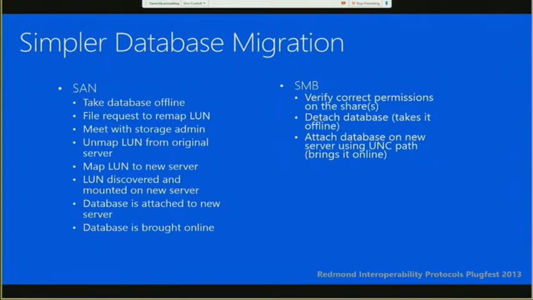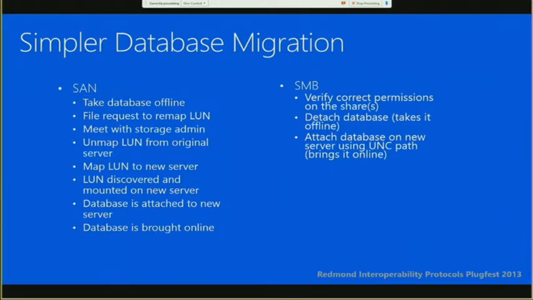Then the sysadmins come in. The server sees the new LUNs and then they have to go out and put drive letters on it. And again, might have to configure multipath I/O again on the server, etc. Finally, all the drive letters are where they need to be, and we can go and attach the database to SQL Server again. At that point, it's online. That's quite a few things that need to take place while the database is offline.